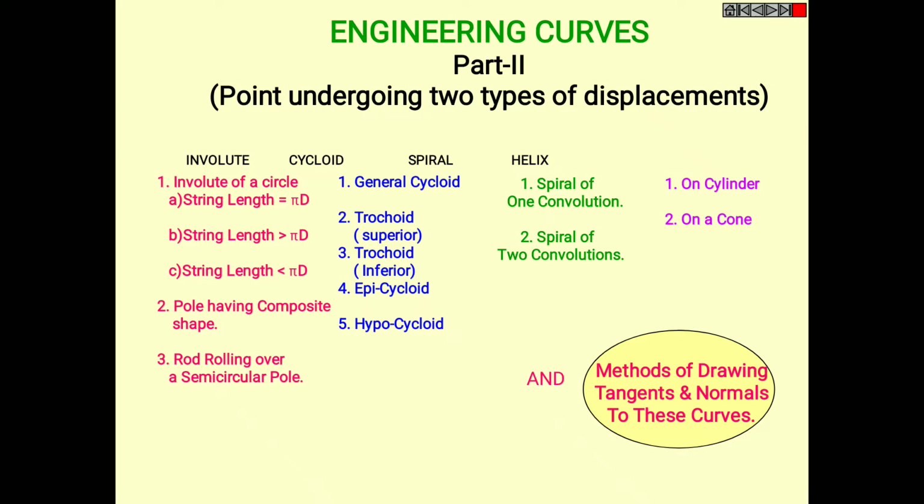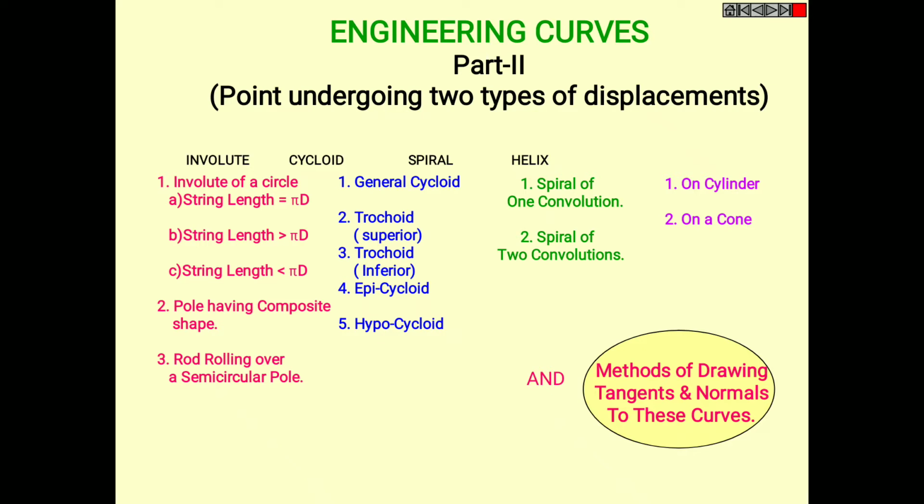we do have some different methods. The first one is involute of a circle. It again comes in three types: string length is equal to pi d. Secondly, string length is greater than pi d. Third one is string length less than pi d. So, this is the first method, involute of a circle, which involves three types: string length equal to pi d, greater than pi d and less than pi d.